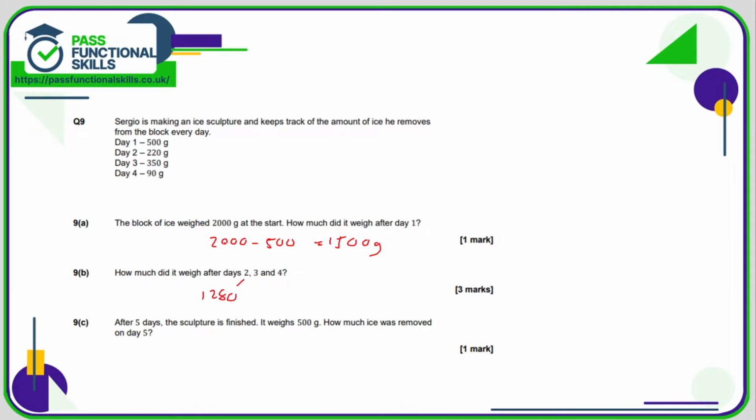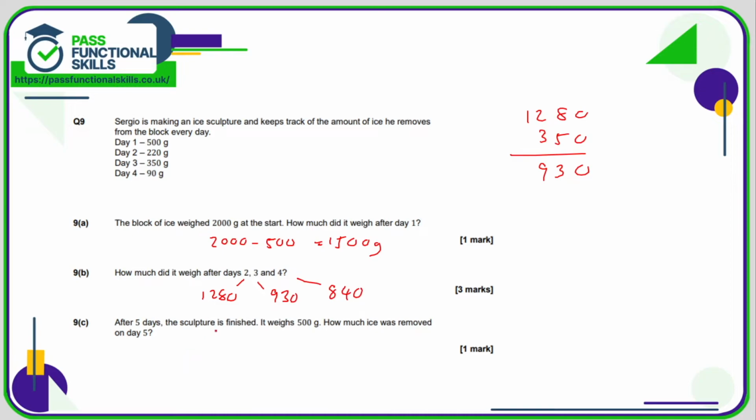1,280. Day 3, we're going to subtract 350 from that. Maybe it's easier if we use a column method. 8 minus 5 is 3. Let's just do 12 minus 3 is 9. So that's 930. And then we're going to subtract 90 from that. So I'm going to subtract 100 and add 10. That's another way to subtract 90. So I'm going to take away 100, which is too much, so that's 830, and then I'm going to add the 10 back on, so that should be 840 grams.